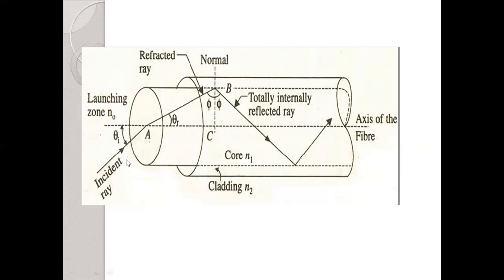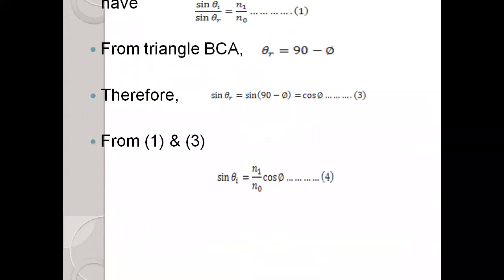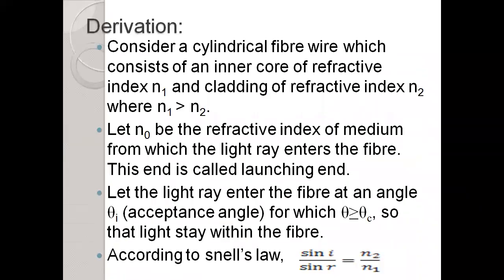Let us apply Snell's law to the incident ray, the ray which travels from the outer medium into the core. Here the first medium is the launching end and the second medium is the core. So the first medium has refractive index n0 and the core has refractive index n1. Applying Snell's law, sin i by sin r is equal to the refractive index of the second medium to the refractive index of the first medium.